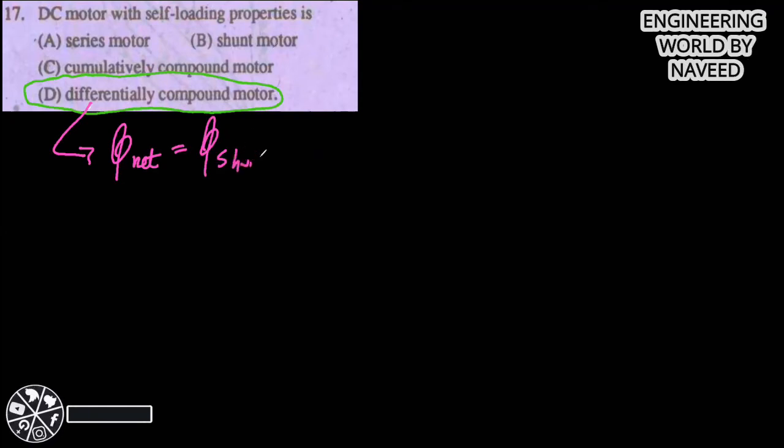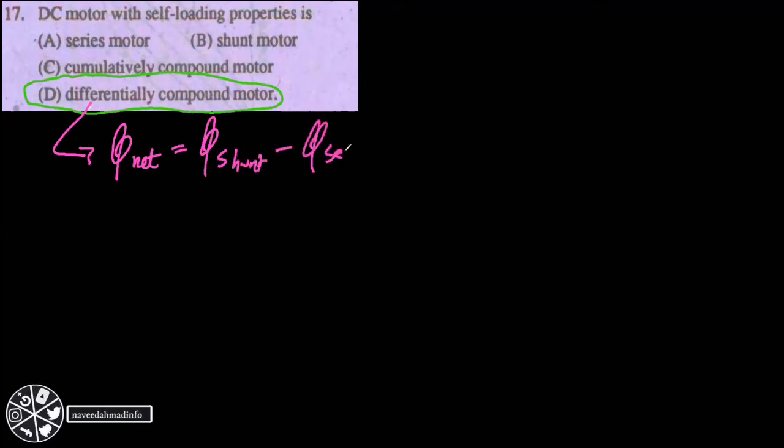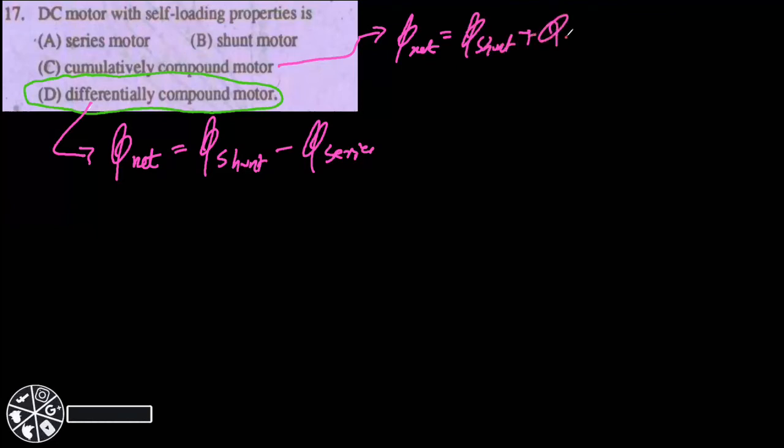your net flux is equal to the flux of the shunt winding minus the flux of the series winding. While in the case of a cumulative compound motor, my net flux will be equal to the flux of the shunt winding plus the flux of the series winding. So in a cumulative compound motor, the series field enhances the shunt field, while in a differential compound motor, the series field opposes the shunt field.